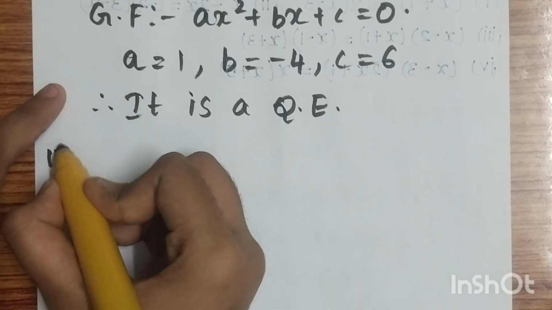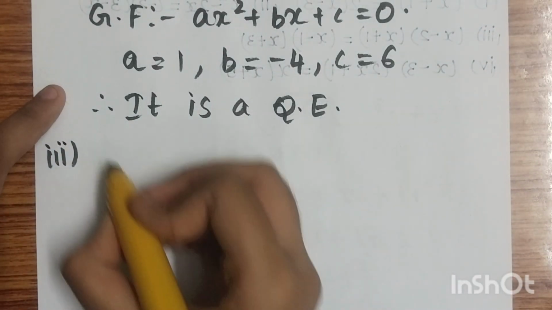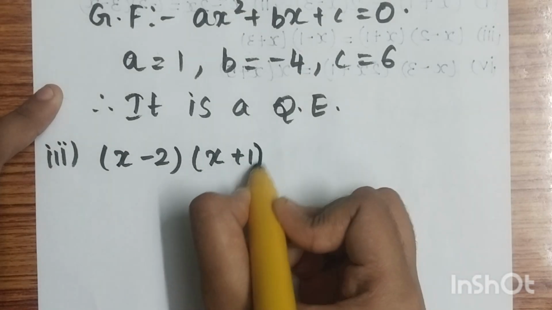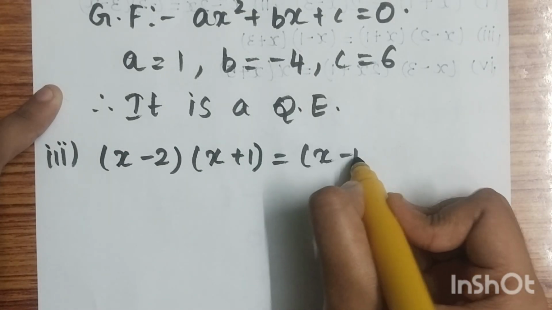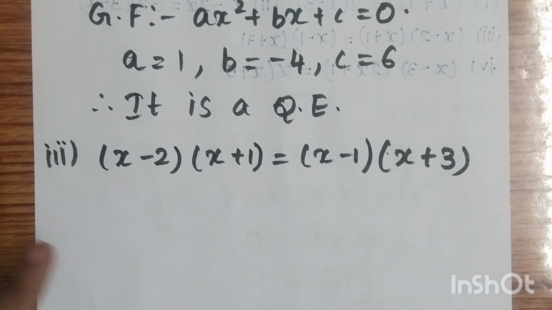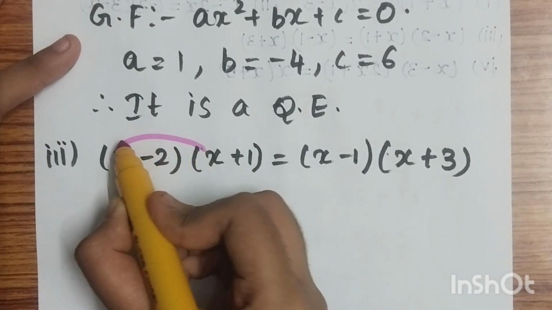Now moving on to the third sum. (x minus 2)(x plus 1) is equal to (x minus 1)(x plus 3). First I will multiply all the brackets here.